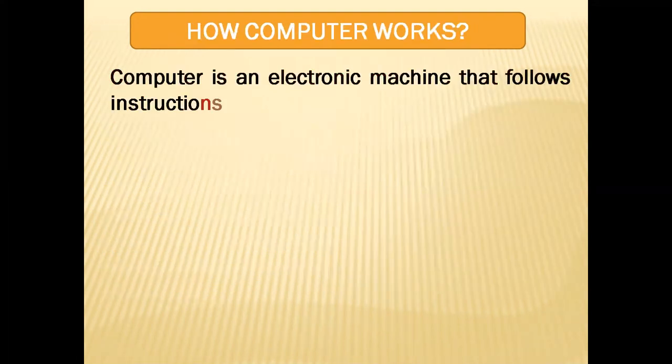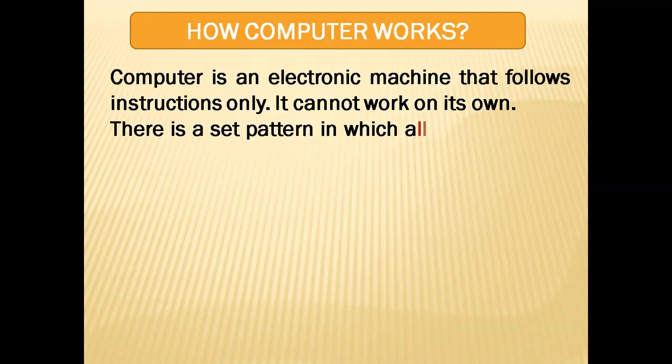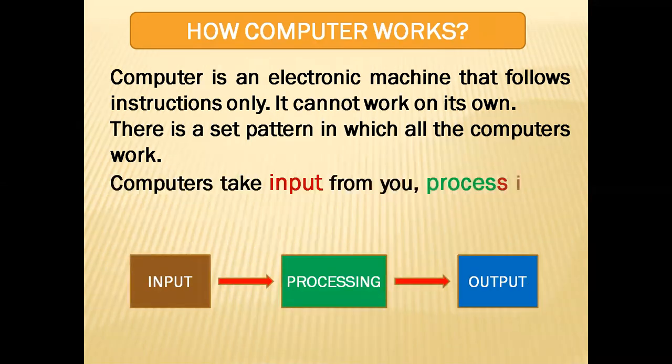Computer is an electronic machine that follows instructions only. It cannot work on its own. There is a set pattern in which all the computers work, and this pattern is that they take input from you, process it, and give you output. This pattern: input, processing, output. This is the set pattern of all the computers or computing devices in the world.